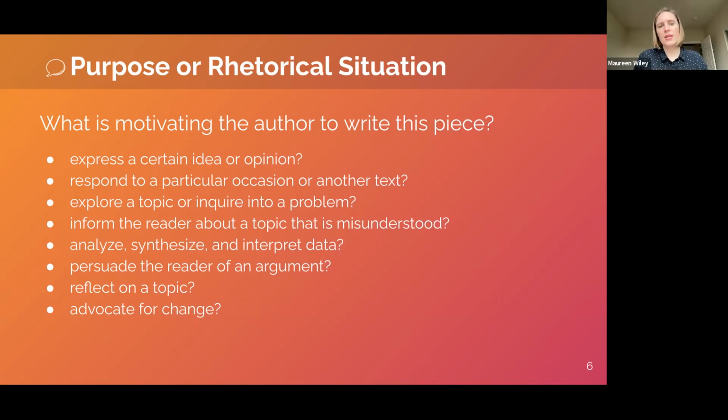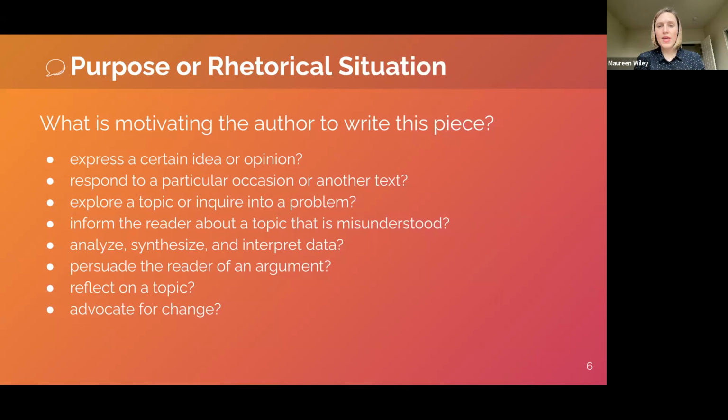Is the author intending to express a certain idea or opinion? Are they trying to respond to a particular occasion or perhaps another text? A lot of times, articles in newspapers are in response to a previous article. So there's kind of this ongoing academic conversation. Maybe some of you recall that from the beginning of the semester when we talked about entering the academic conversation.